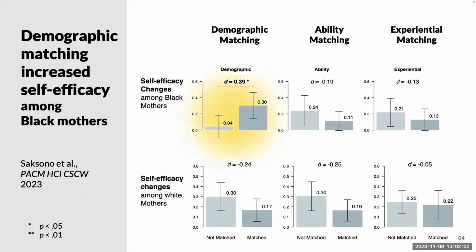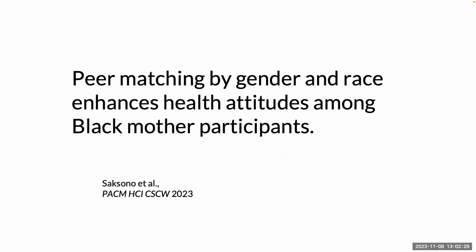We also found that demographic matching significantly increased physical activity self-efficacy compared to not matching. Self-efficacy is the belief in whether you can be physically active, and this is a strong predictor of physical activity. And again, this is only significant among Black single caregiver mother participants. We didn't find any significance among white mothers. So why are we seeing these racial differences?